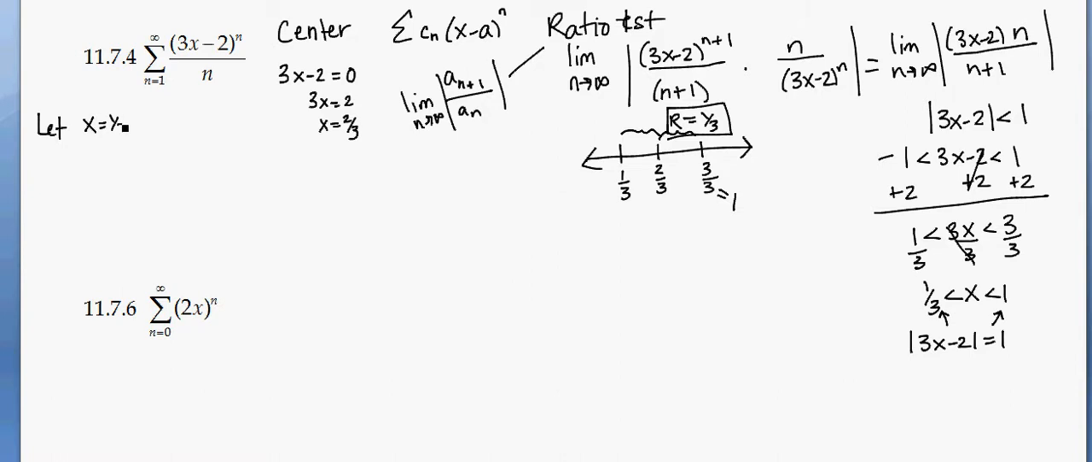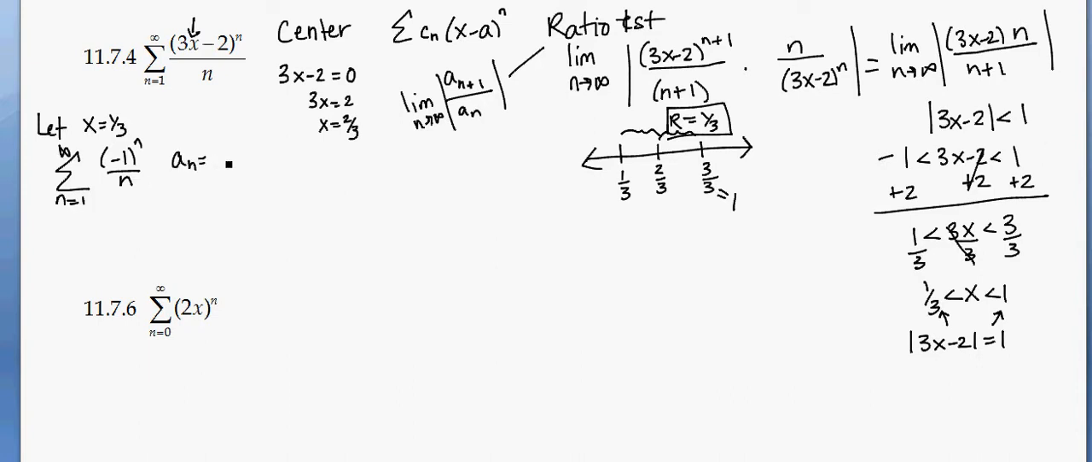If we let x equal 1/3, our series becomes (1/3 times 3 minus 2) to the n over n, right? We're putting 1/3 in for x. 1/3 times 3 is 1, minus 2 is -1, to the n over n. So that's our alternating harmonic series. We've seen this lots of times.